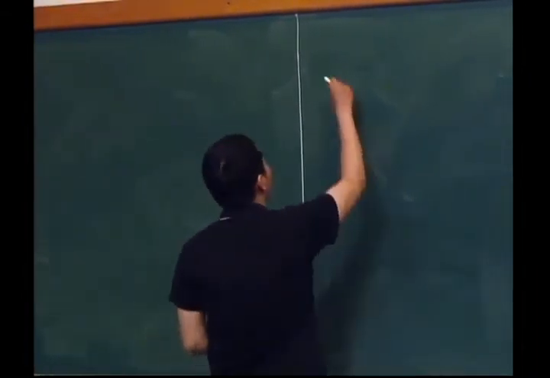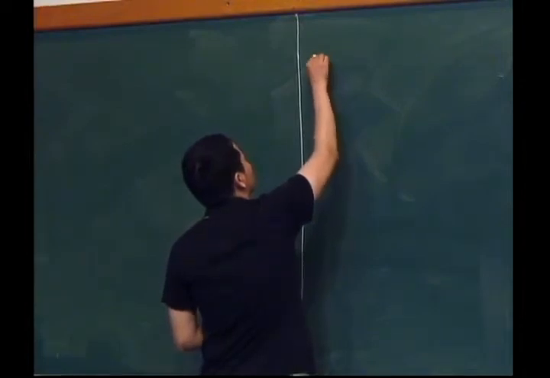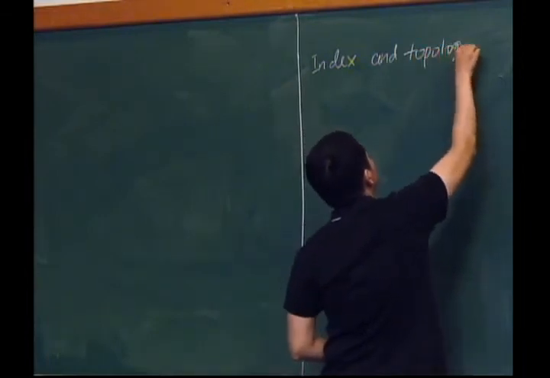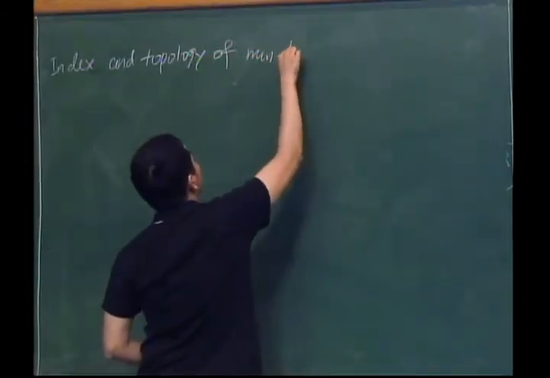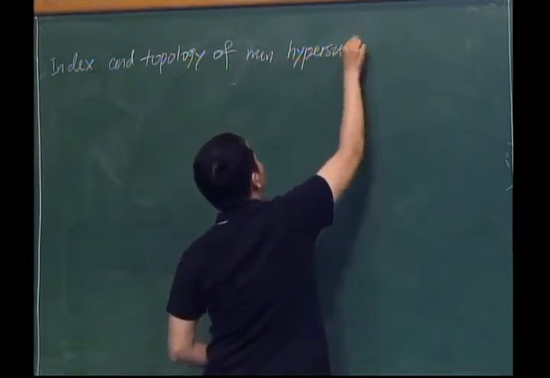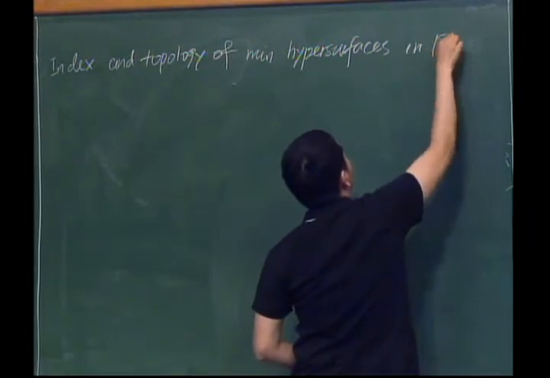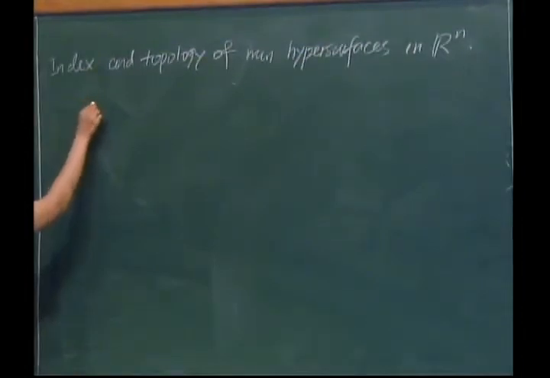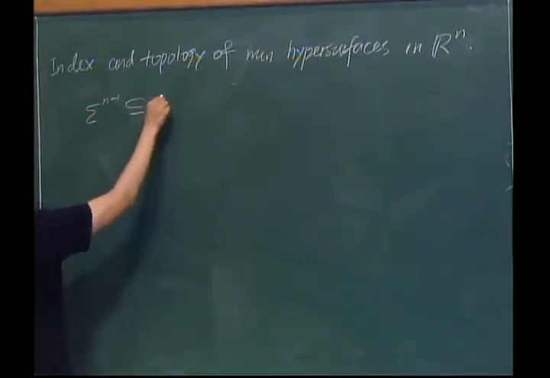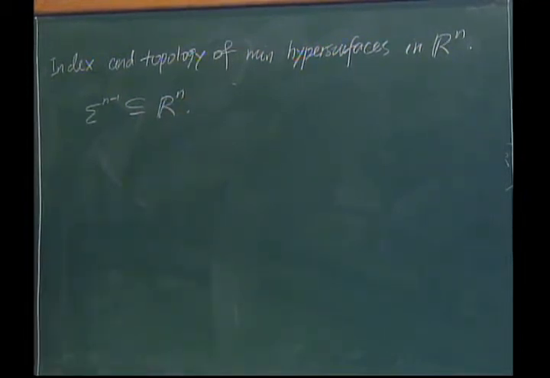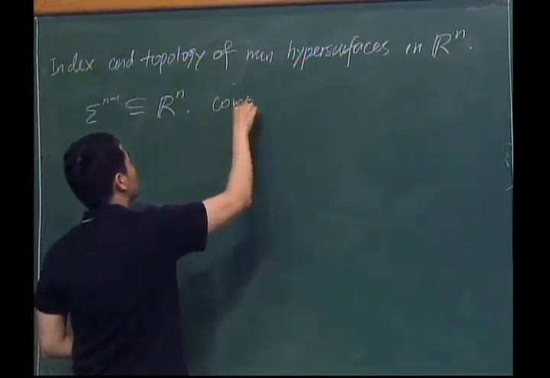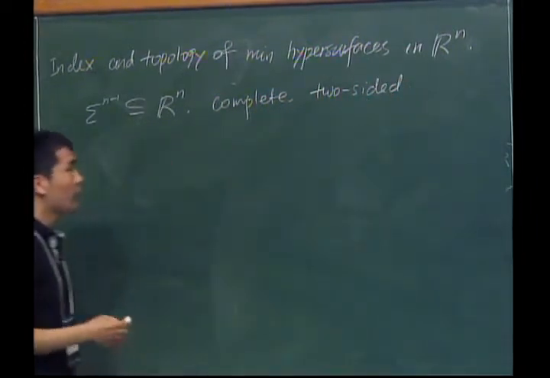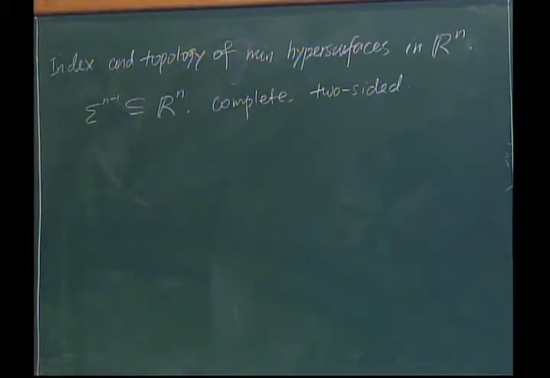So today the topic I'm going to speak on is about index and topology of minimal hypersurfaces in Rn, Euclidean space. So our object to consider today is an n-1 dimensional minimal hypersurface contained in Rn, and we always assume such a surface is complete and two-sided, meaning that it has a globally defined unit normal vector field.